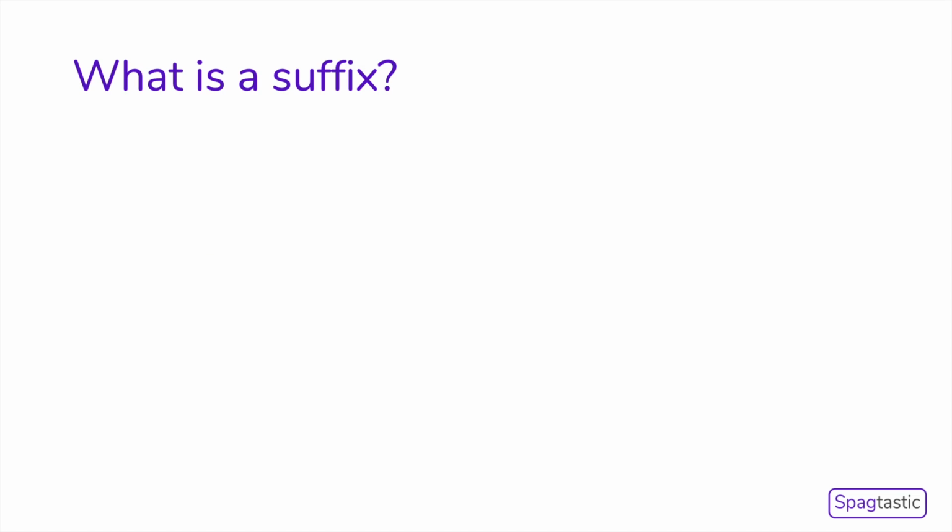We are going to start by thinking about what a suffix is. A suffix is a letter or a group of letters that is added onto the end of a word to make a new word. In this lesson we are going to be learning about adding the suffixes -ness and -er to form nouns. A noun is a naming word, and we use nouns to name people, places, animals or things.